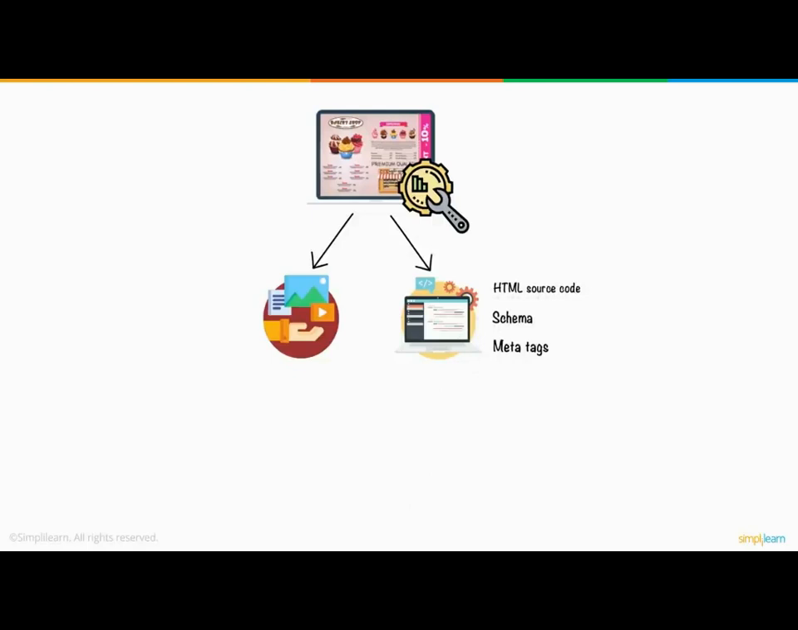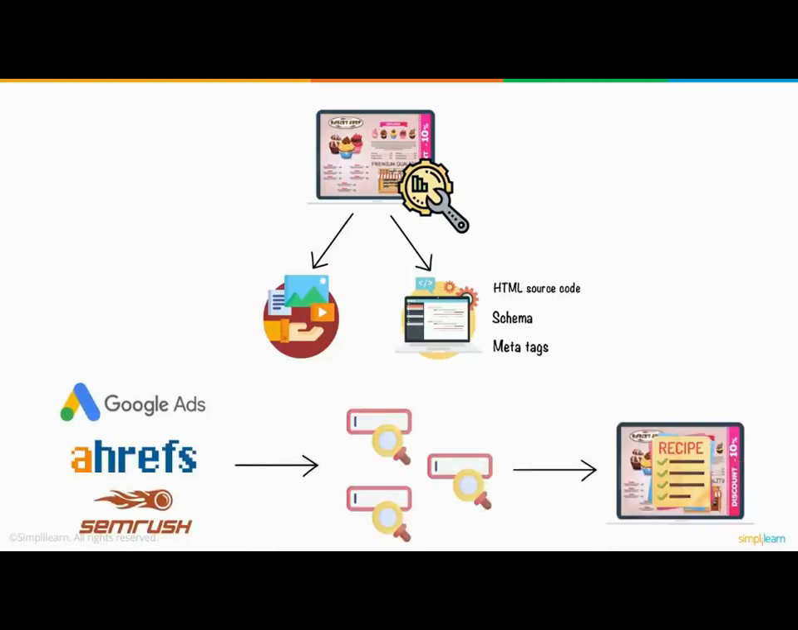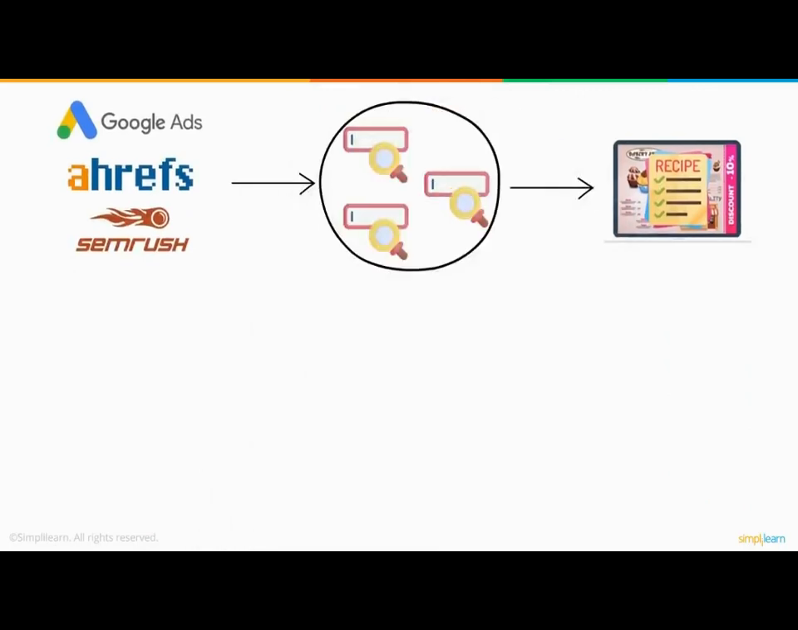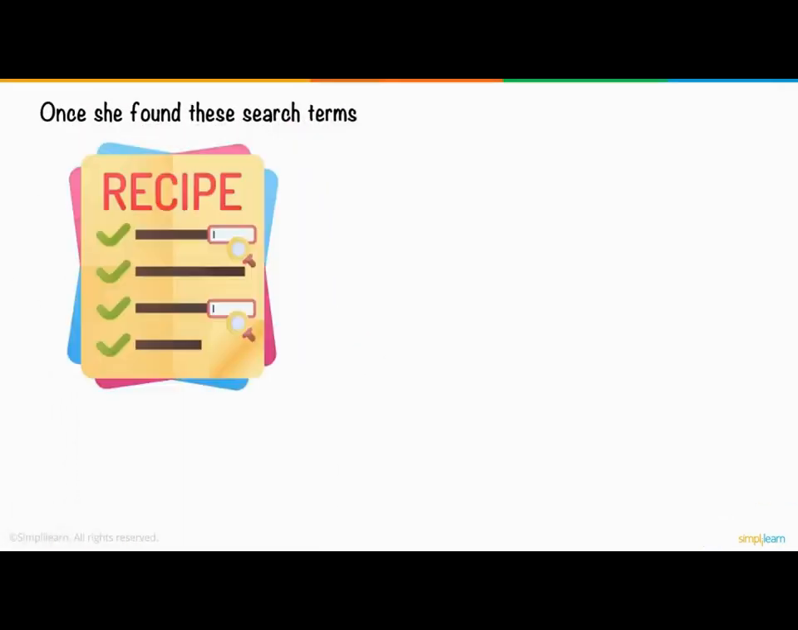She started off by using tools like Google AdWords, Ahrefs, and SEMrush to identify popular search terms associated with the recipes she planned to publish on her blog. She began to look for search terms related to the broader area of baking, cooking, and related topics. Once she found these search terms, she began to incorporate them into her recipes.